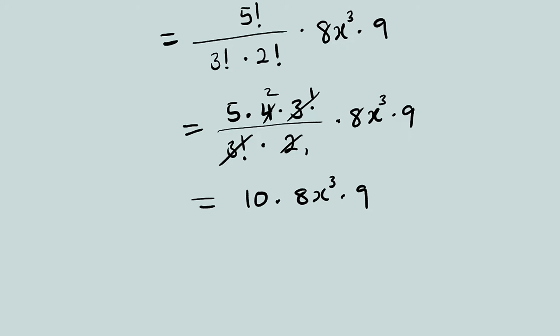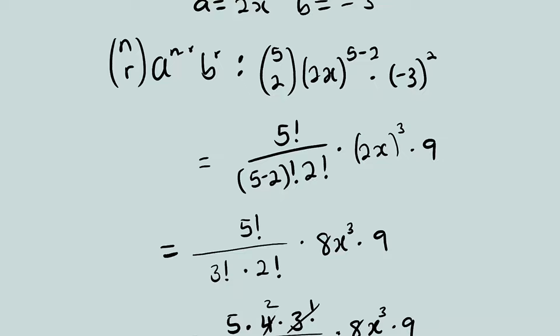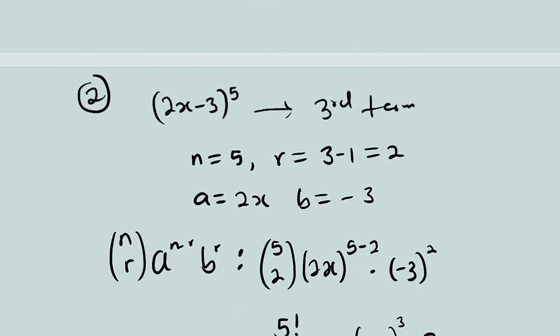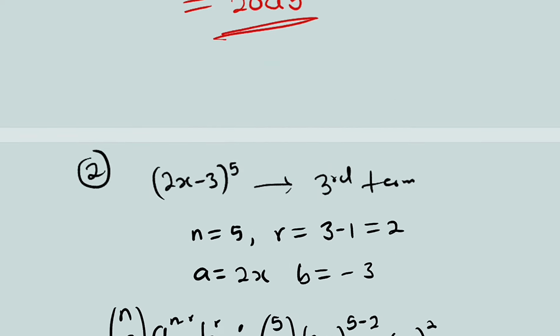So let us multiply 10 times 8 times 9. 10 times 8 times 9 is 720. So we have 720 x to the power of 3. So this is the third term in the expansion of 2x minus 3 to the power of 5. Let us take problem number 3.